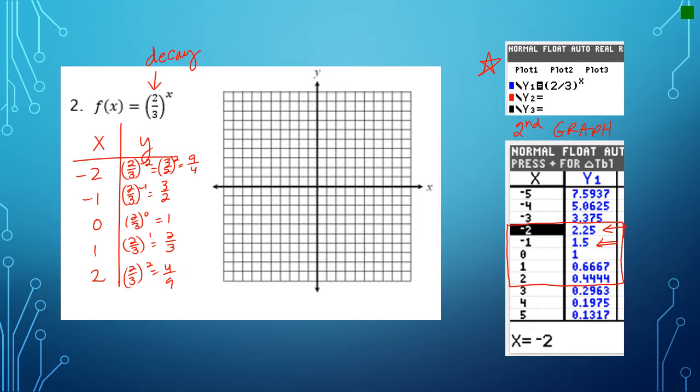All right, so now I'm going to plot these points. So I'm going to go left 2, and then I'm going to go up 2 1/4. So about right here. And then left 1, up 1 1/2, 0, 1, 1 2/3, or 1.6. So right here. And then at 2, we're at 0.4. So this graph is going to look something like this. And again, it's going to flatten out at the x-axis. It's not going to cross through it.